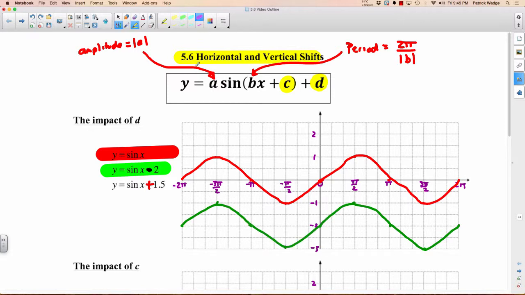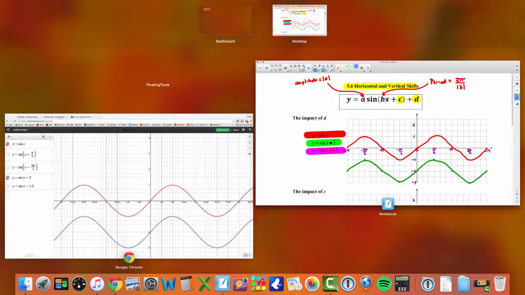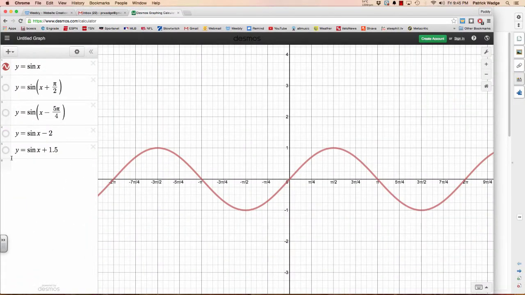Okay, probably no problem figuring out what the last one is going to look like, but let's take a look. Sine x plus 1.5. So we'll turn this one off, click on the 1.5, and yes, this point here was at 0, 0. Now it's at 0, 1.5, sorry. This one had a y value of 1, now it's at 2.5. This one had a y value of negative 1, now it's up to 0.5. So everything's moved up 1.5 units.